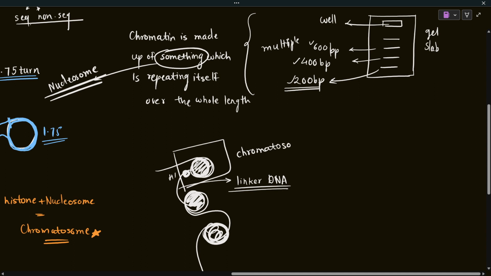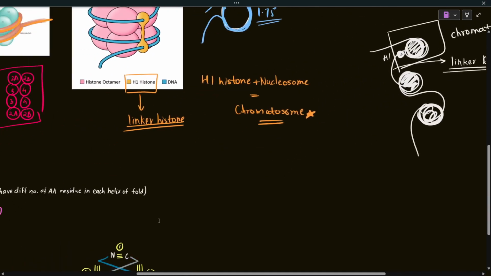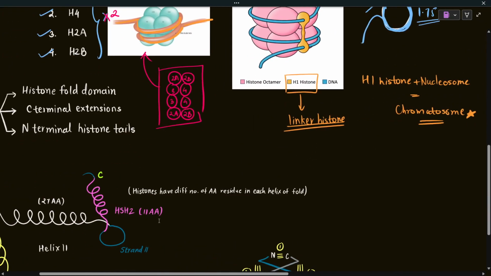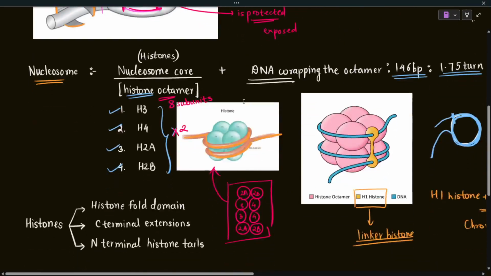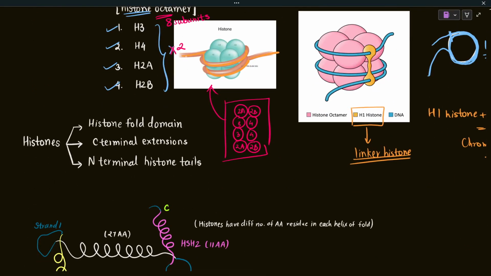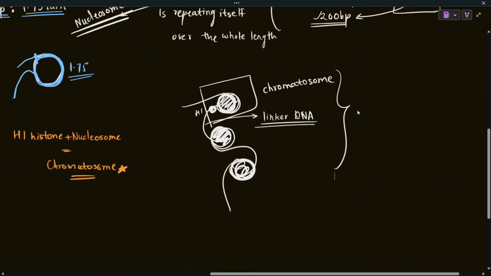So this is how chromatin looks like. This is how chromatin is made up of chromatosomes. Okay, so I hope this was clear. So now let's take a look at what histones are made up of. Oh yeah, one more thing.